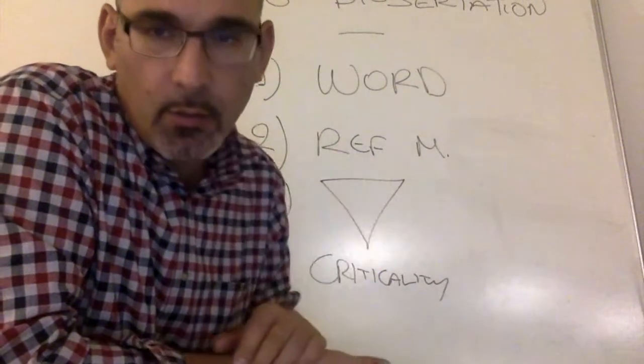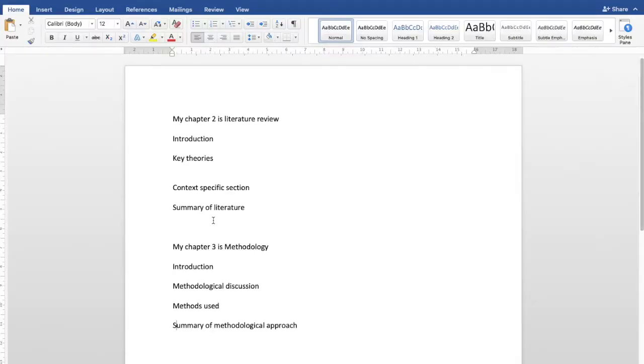So let's start with the power of Word. Here what I've done is I've just made a dummy couple of chapters, but chapter 2 is going to be your literature review, and you will name this chapter probably literature review and the name of the key theories or theory that you are adopting.